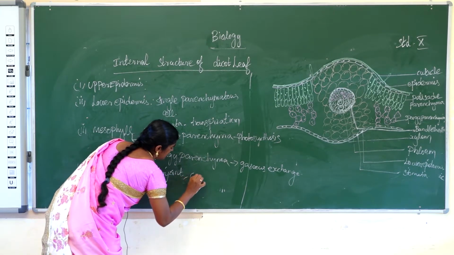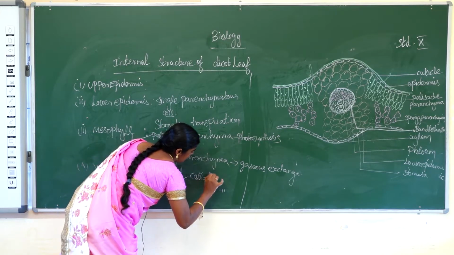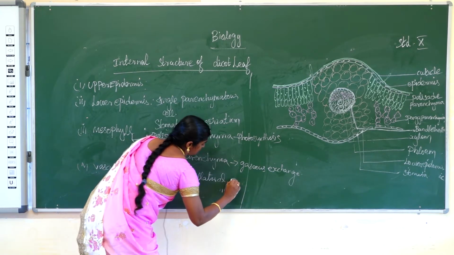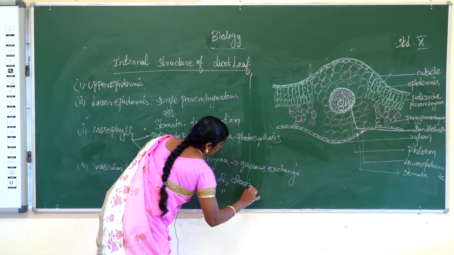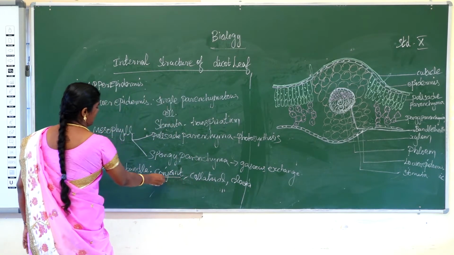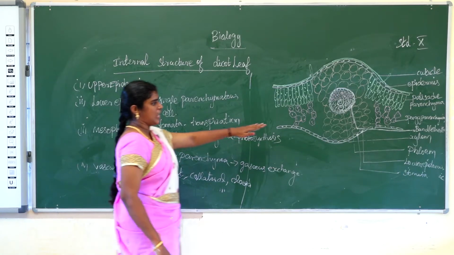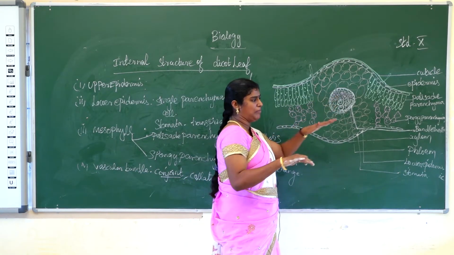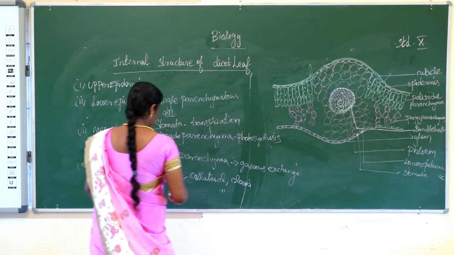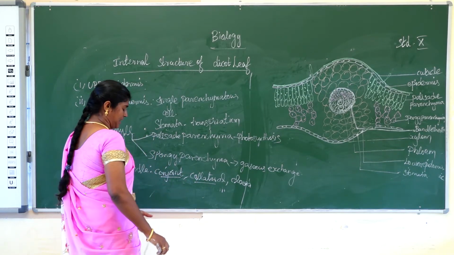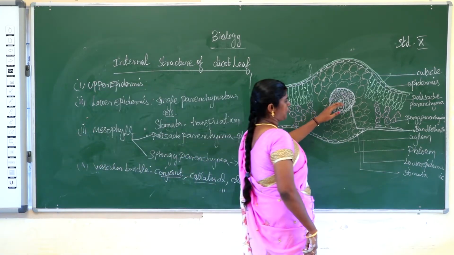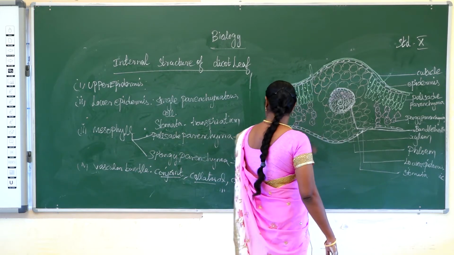Conjoint, collateral and closed type of vascular bundle. What is the meaning of conjoint? Conjoint means xylem and phloem are arranged on the same radius. Next one, collateral. What is collateral? Collateral means xylem towards the center and phloem towards the periphery.